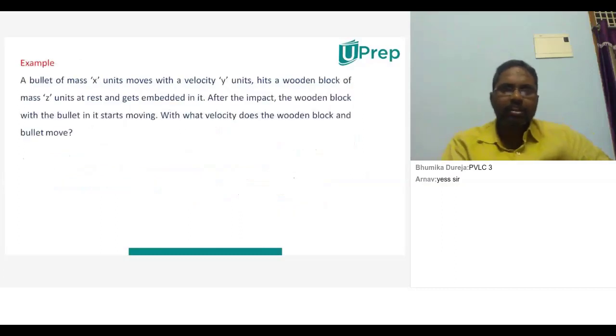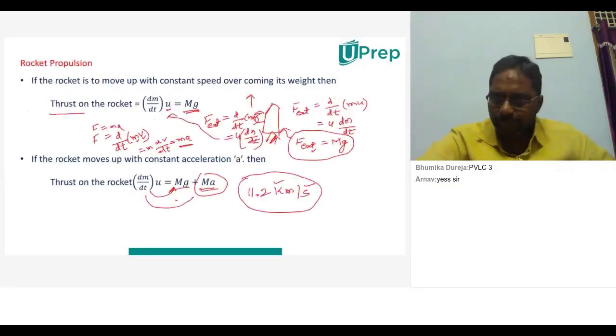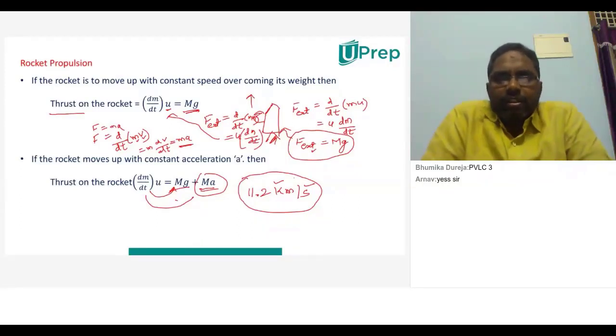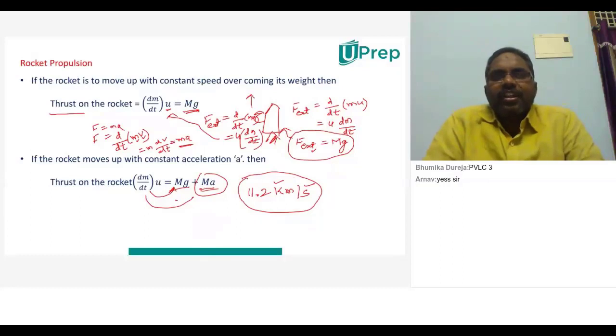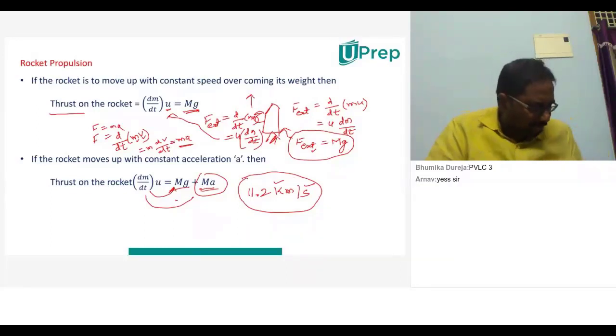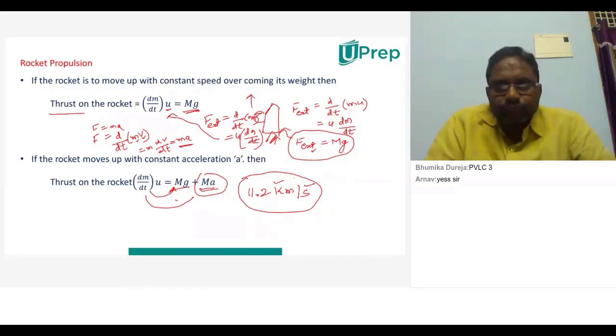Now tell me again, whatever rocket is moving up, whether it will be treated as a variable mass system or mass remains constant in rocket propulsion. Tell me Arnav or Sahas. Sir, it will be variable. Very good, variable mass system.